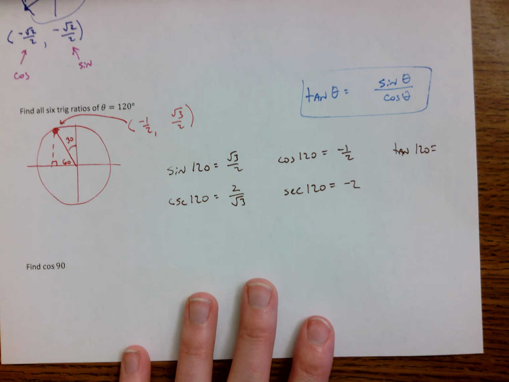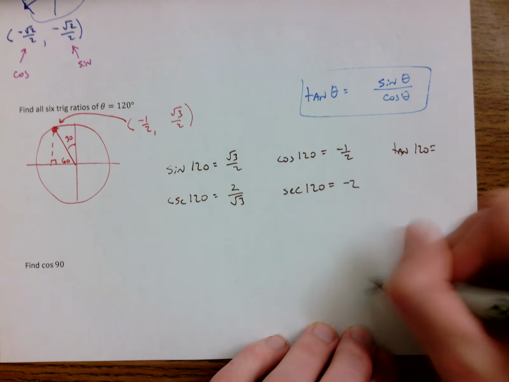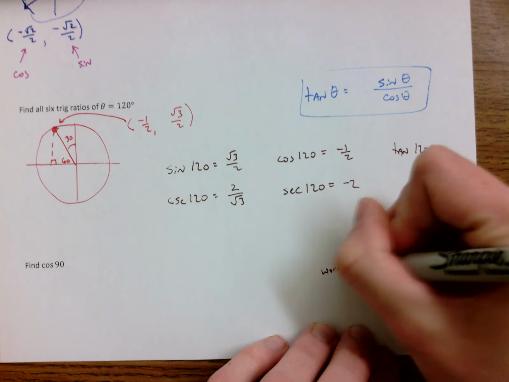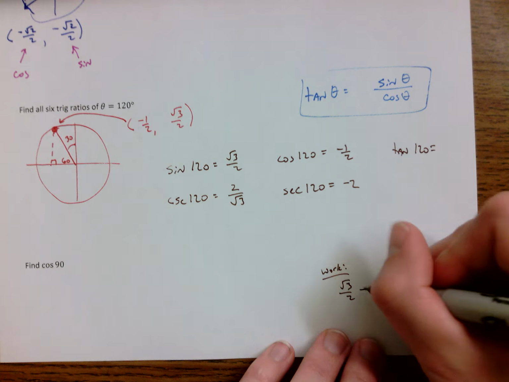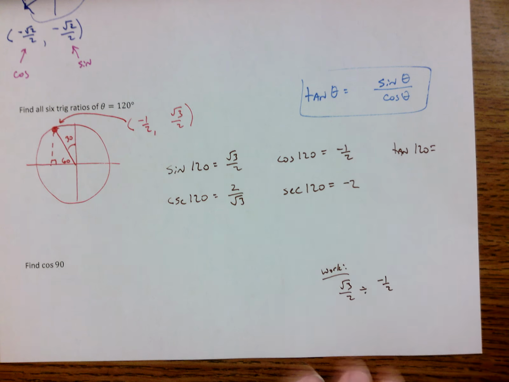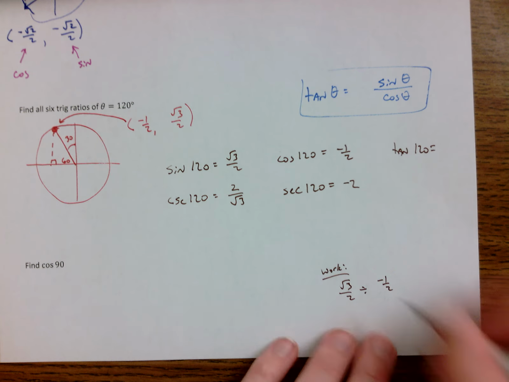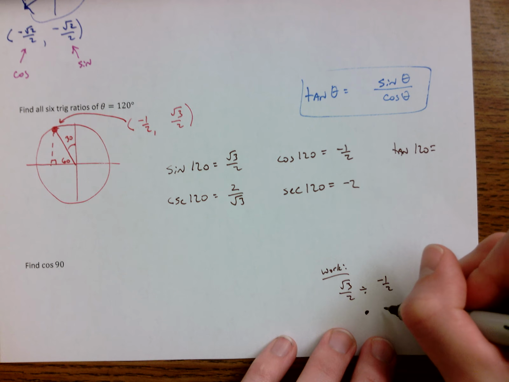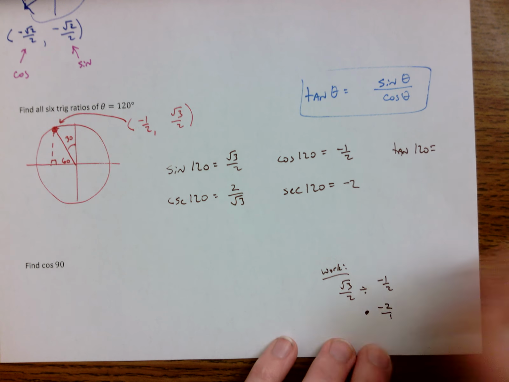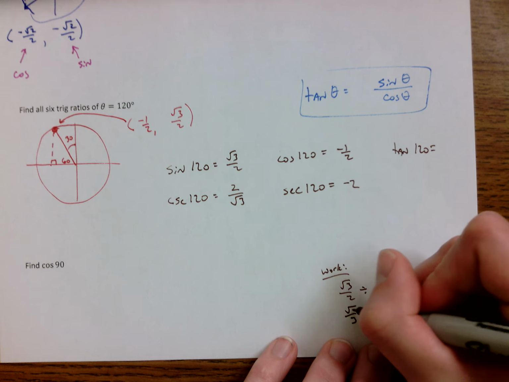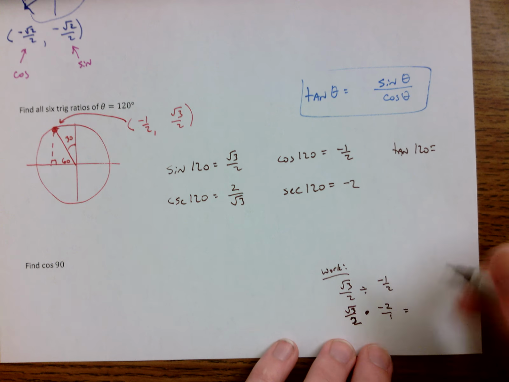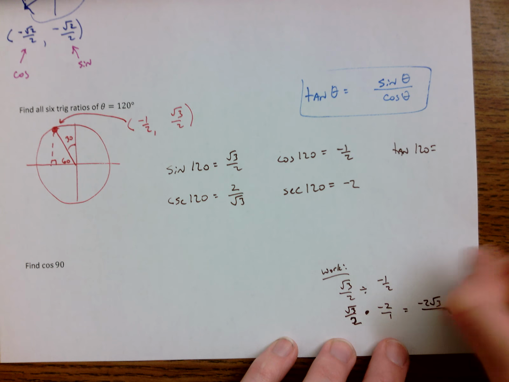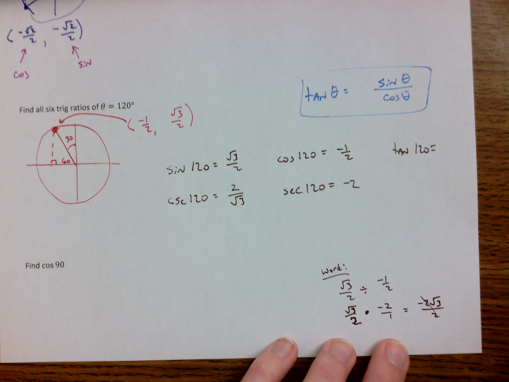I need a little bit of extra work, so let's come down here and do a little bit of work. I'm doing root 3 over 2, that's the sine, divided by negative 1/2, that's the cosine. Remember when you divide fractions, you change it to multiplication and you flip the second one. Then we'll multiply straight across. This is going to give me negative 2 root 3 over 2, and then the 2's will cancel out, so that'll be negative root 3.